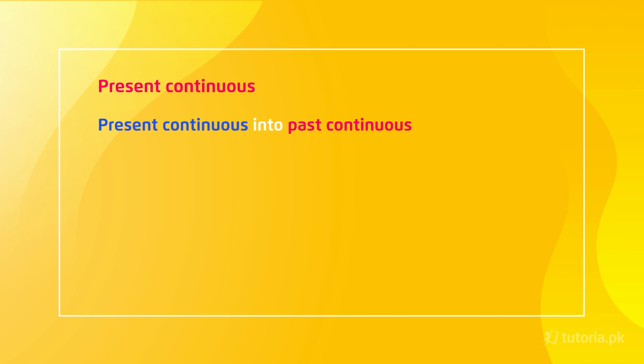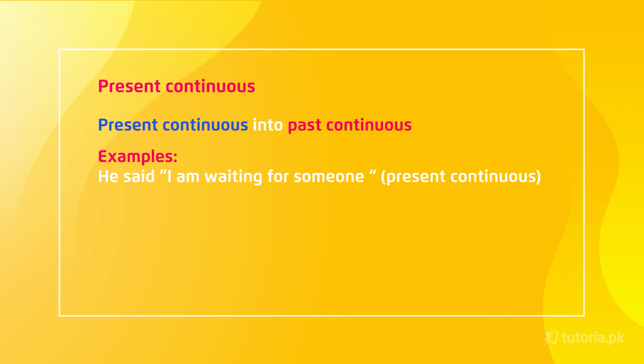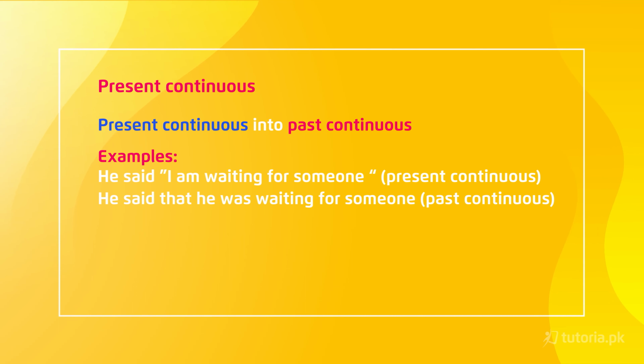Next present tense is present continuous tense. So students, in indirect speech, when there is present continuous tense in direct speech, it will always change into past continuous tense. Now take an example. He said, "I am waiting for someone." In this example, "I am waiting" shows that the tense of this sentence is present continuous. Now we have to change this sentence into indirect speech, and we know that the present continuous tense is changed into past continuous. He said that he was waiting for someone.